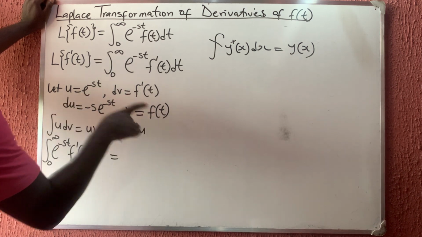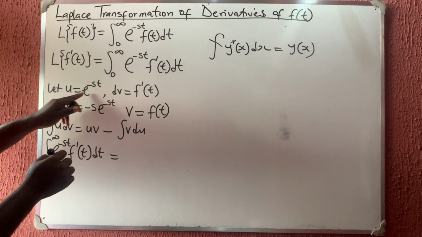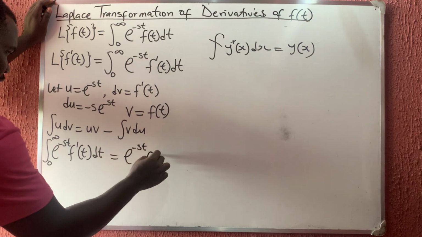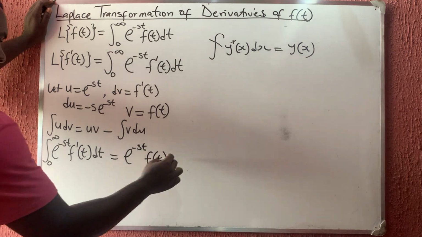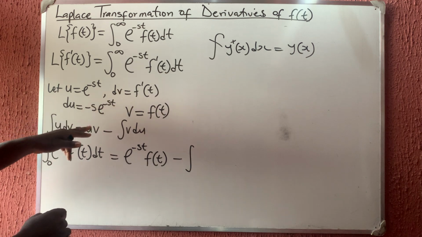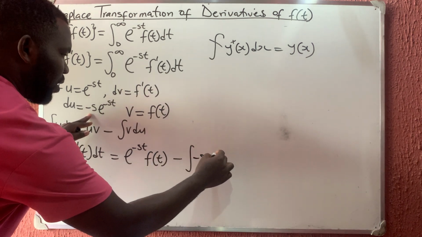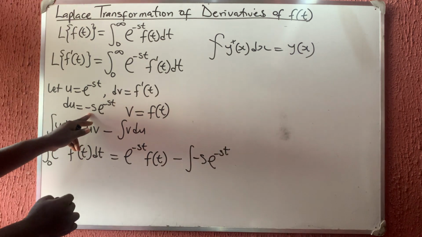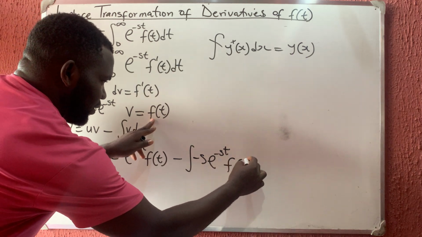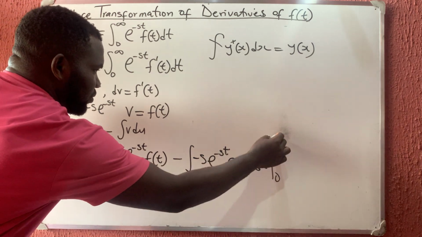and my uv will give us e raised to power minus st, then f of t, minus the integral of v du, that is minus s e raised to power minus st, then f of t dt. Don't forget that the integral is from 0 to infinity.